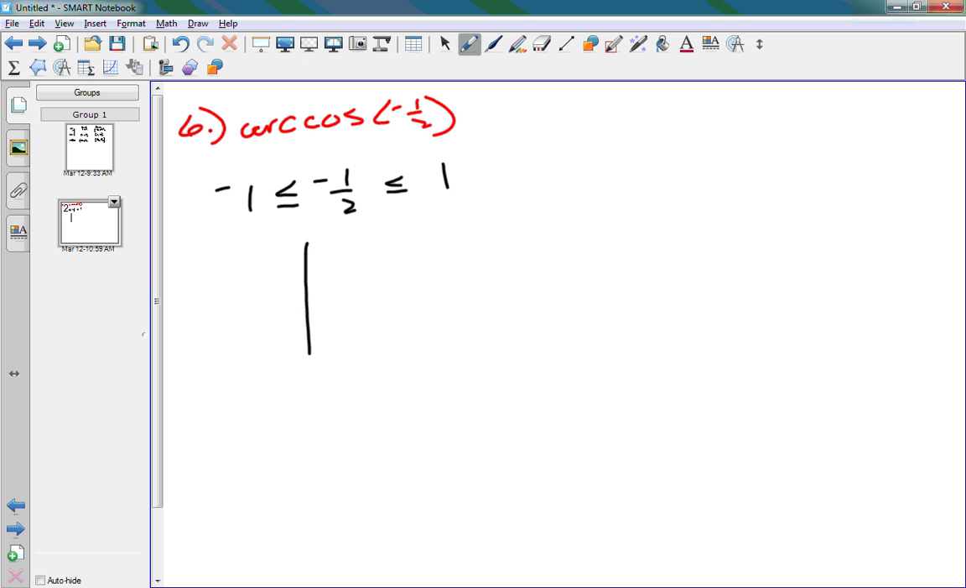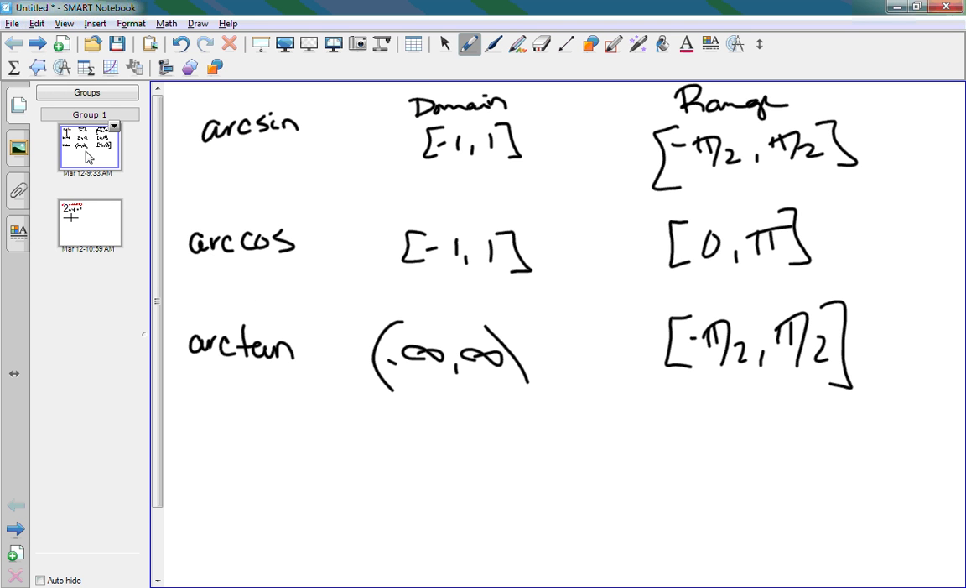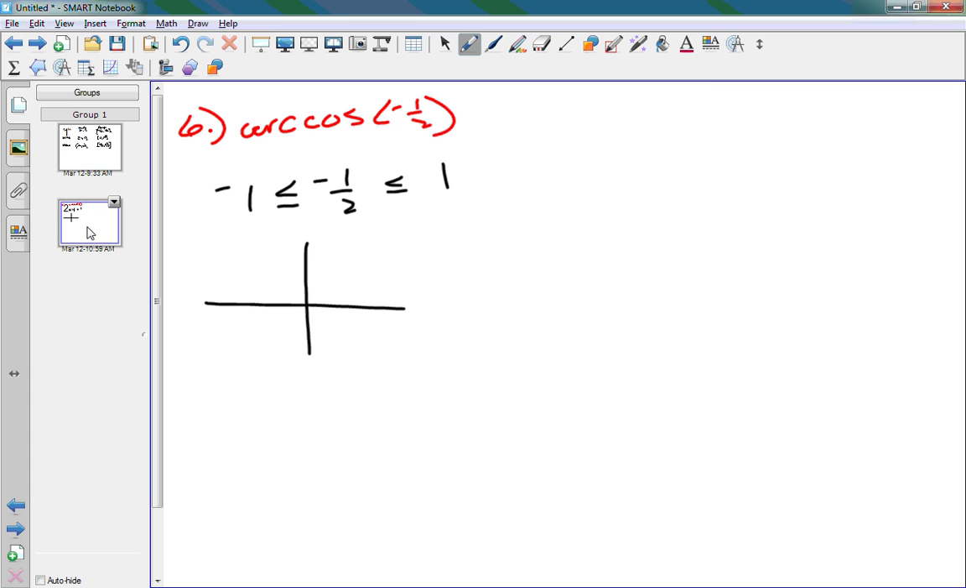Now, the next thing we need to talk about is, okay, well, what is the range for my output for my arc cosine function? We just talked about it here, what's my range? 0 to pi. If it's from 0 to pi, that means I'm going to be in these two quadrants. Now, it tells me that the cosine is -1/2. What quadrant am I forced to be in? I am in quad 2. Do we all understand that, yes or no?